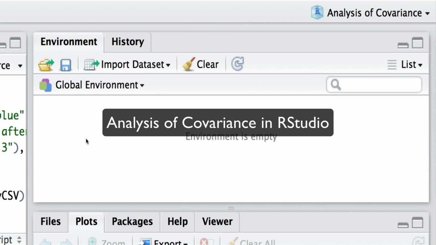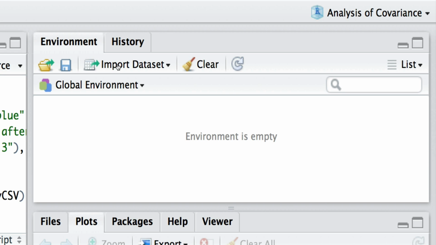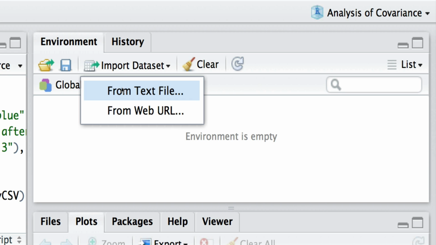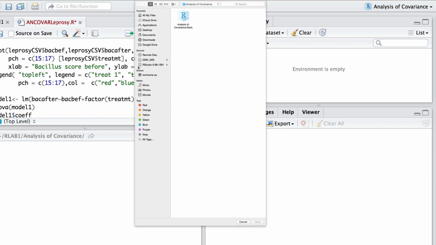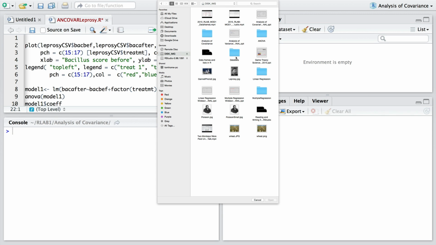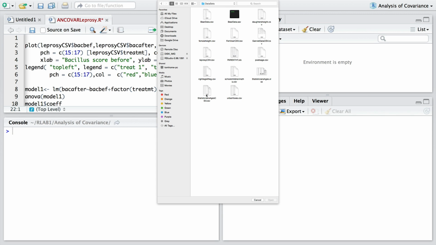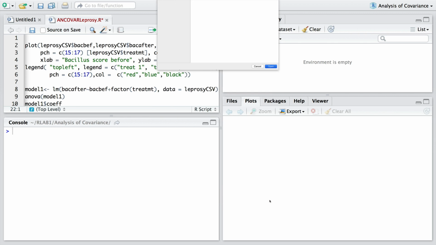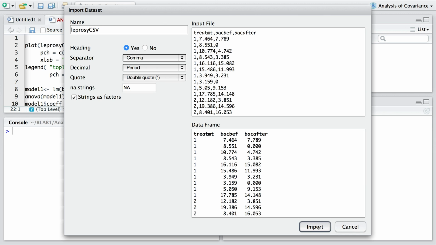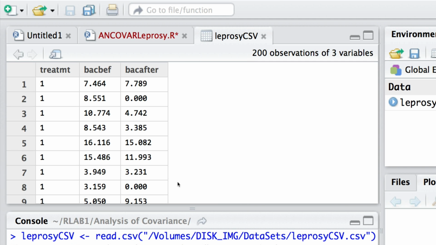Hi there. So here we're going to look at the practice of conducting an analysis of covariance. First of all, I'm going to import the data set on the bacillus scores of patients before and after treatment. So here's the text file. It's on my J drive. Here I am, and what we have is the leprosy data. I'll open it here and import it, so here it is.